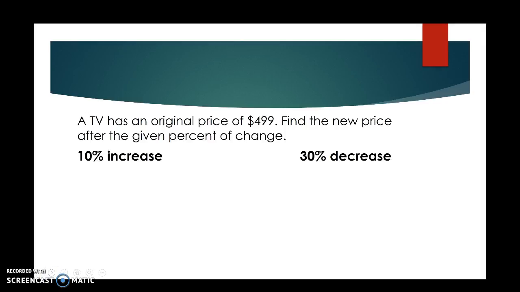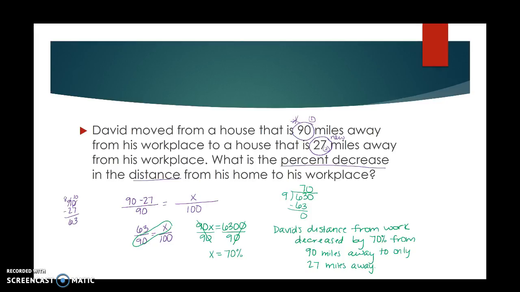Okay, so last piece here, a TV has an original price of $4.99. Find the new price after the given percent of change. So this is going to be your challenge on your own. Go ahead and work through it. Good luck, guys. Okay, guys, so if you want to go ahead and check your work.